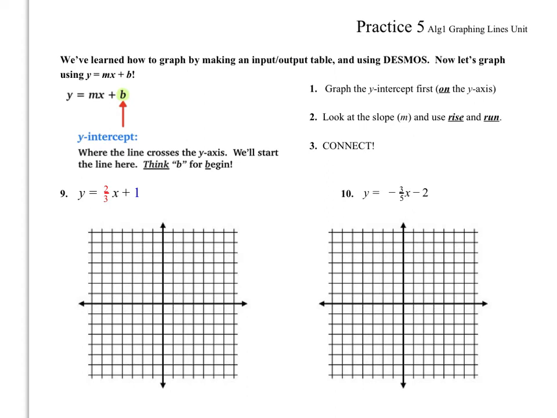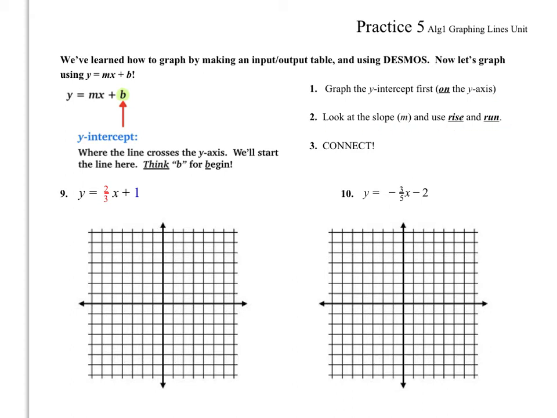So now we're going to put it all together. The y-intercept is going to be where the graph starts on the y-axis. That's the number where the line crosses the y-axis. They called it b. I'm not really sure why. They couldn't use y because we already have a y for the y coordinates of the points. I like to think b for begin. So we're going to start by graphing the y-intercept first, and then we're going to look at the slope to move to find the next point on the line, and then we're going to connect.